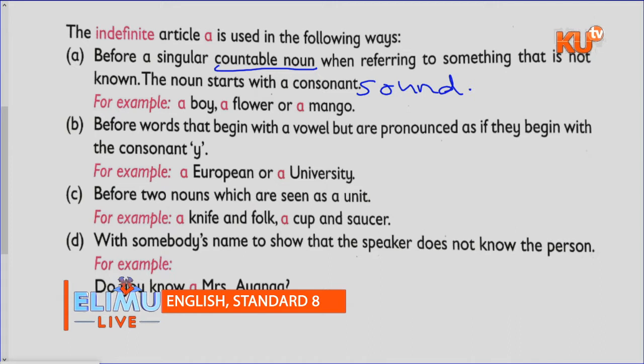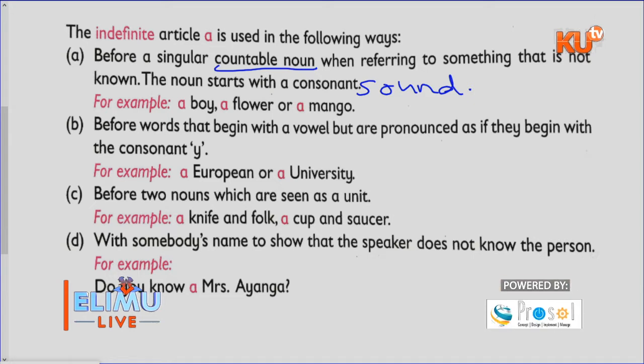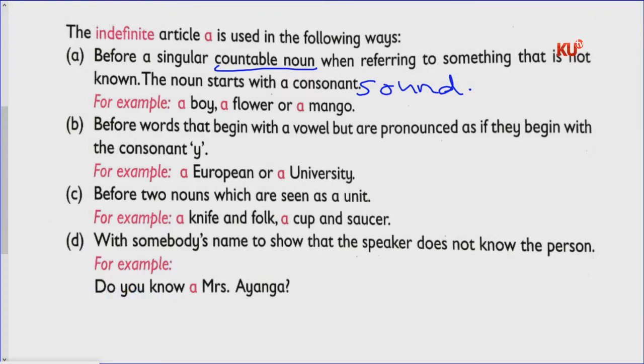Before two nouns which are seen as a unit, for example, a knife and a fork, a cup and a saucer. With somebody's name to show that the speaker does not know the person. For example, do you know a Mrs. Ayanga? A Mrs. Ayanga, to note that you don't know that person. So you can use indefinite article a in that form. It is not very common, but it is correct to use it so.